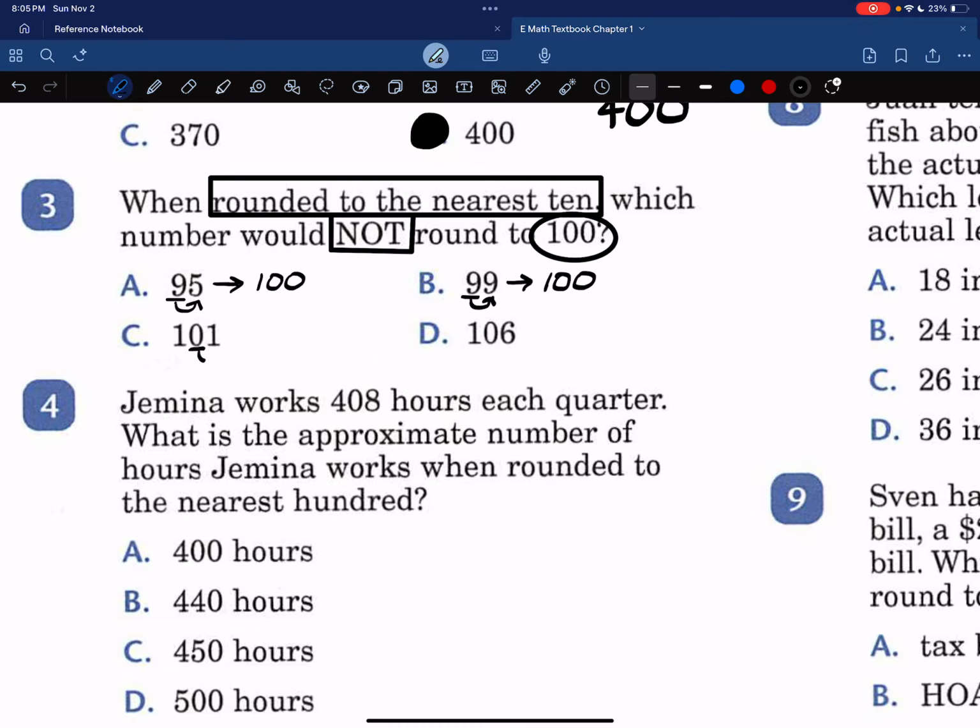This one, the neighbor says don't change. So we would keep the 1, we would keep the 0, and the neighbor rounds away. This one, the neighbor says round up. So this would be 100, 1, and the neighbor rounds away. So the one that does not round to 100 is D. It rounds to 110.